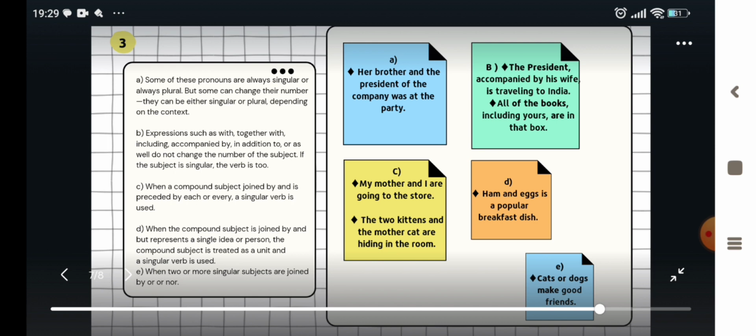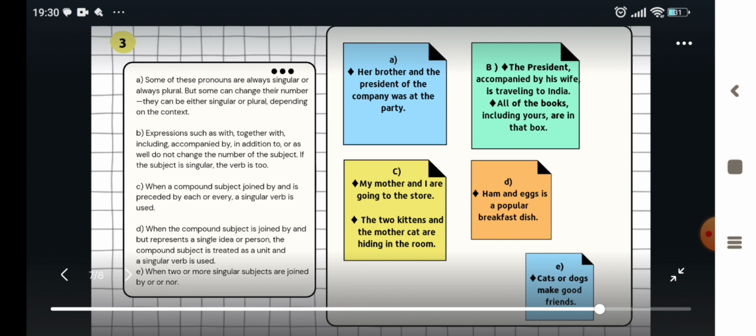Okay, notice this. C. When a compound subject joined by and is preceded by each or every, a singular verb is used. For example, my mother and I are going to the store. In this case, even though my mother and the pronoun I are both singular, together they take the plural verb are. The two kittens and the mother cat are hidden in the room. In this case, kittens is plural and cat is singular, and the verb is plural.